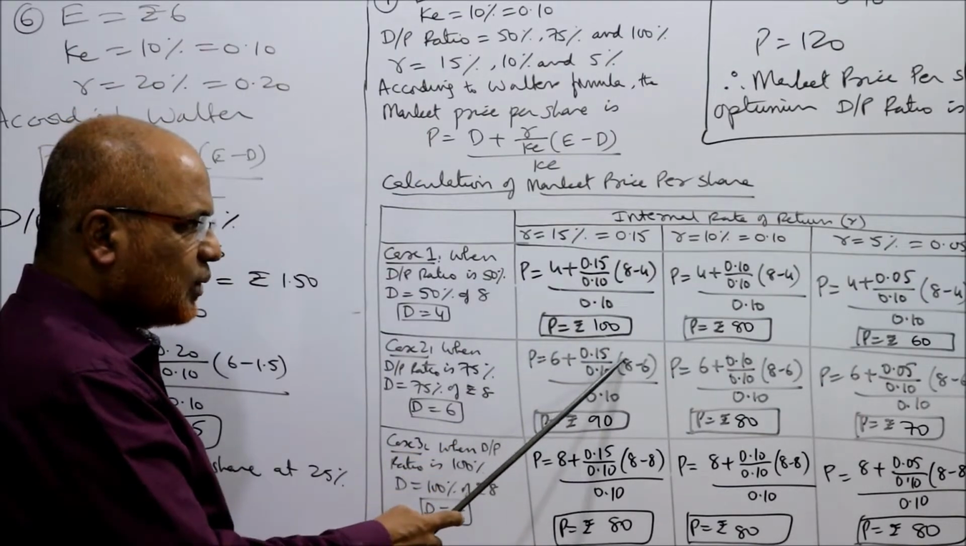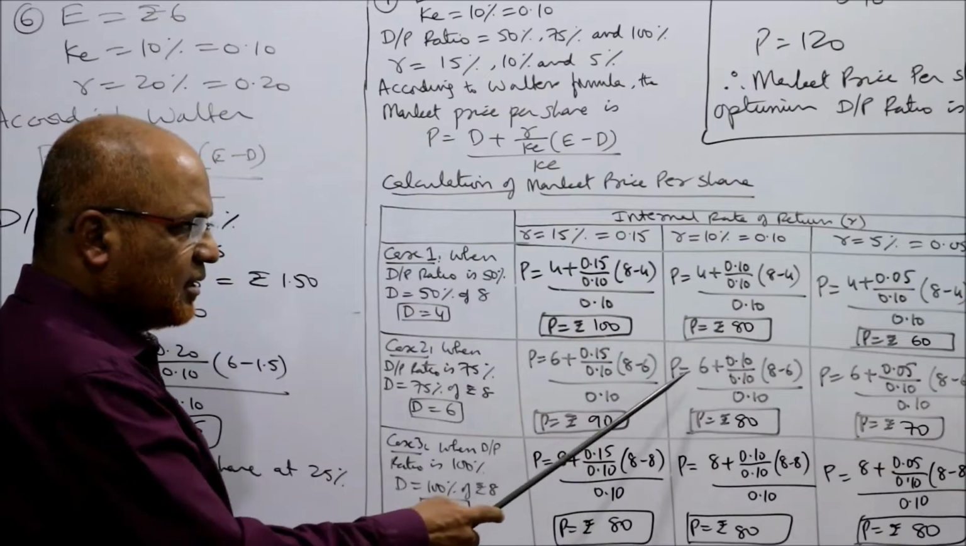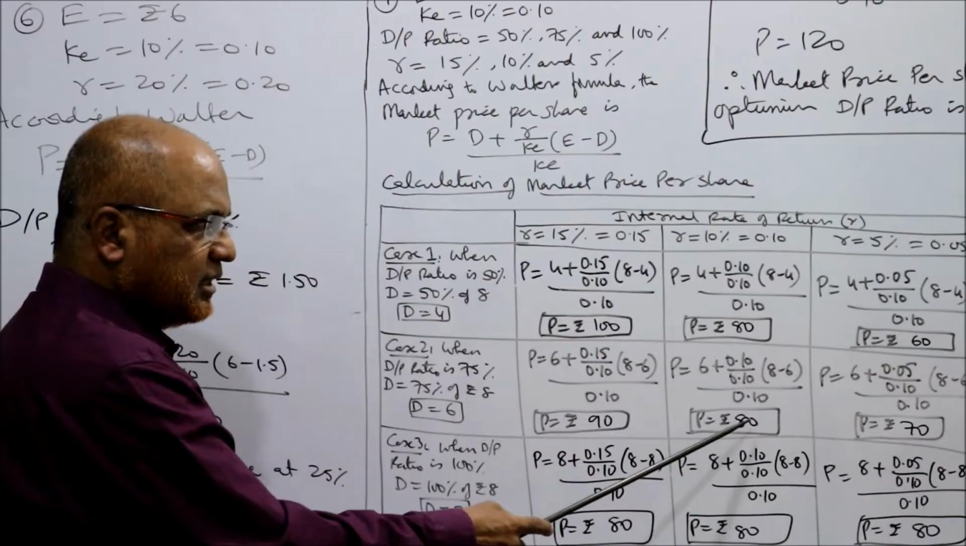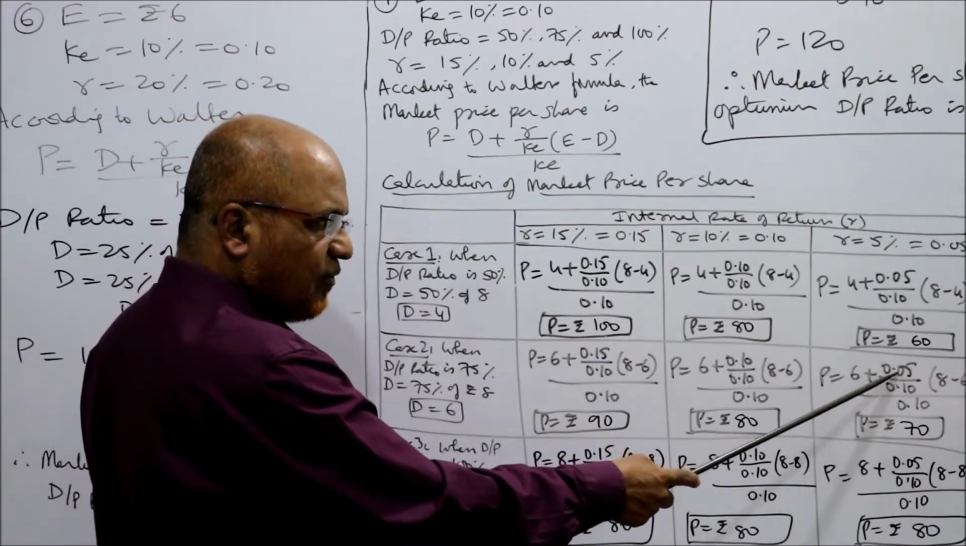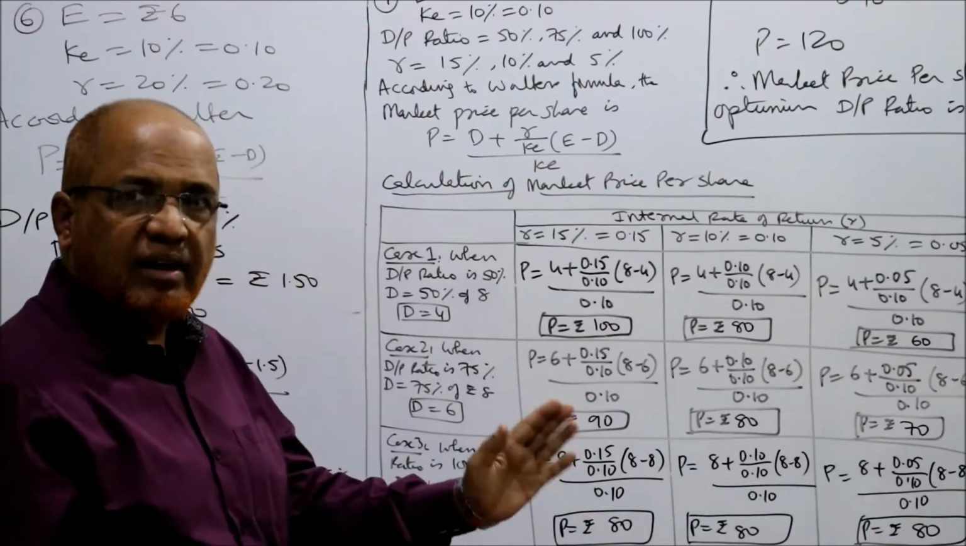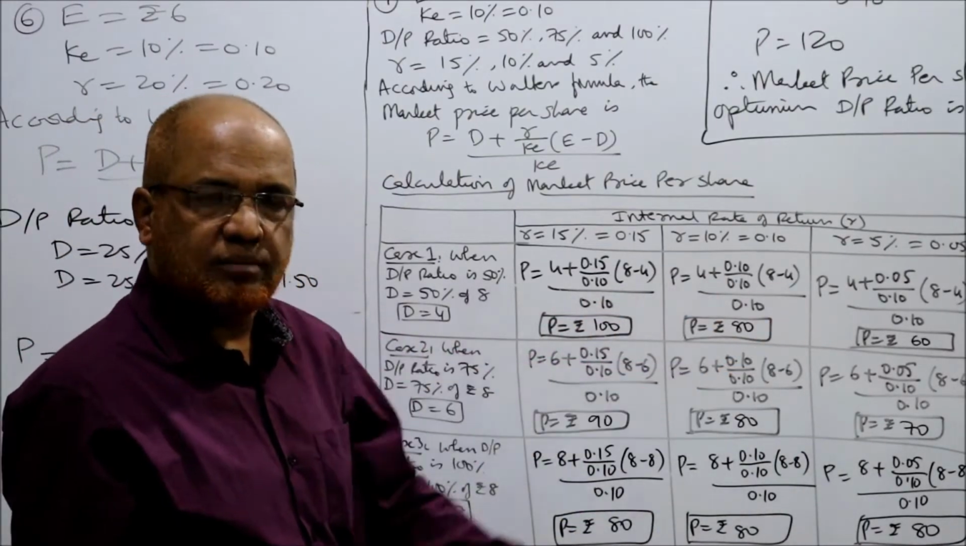0.15 by 0.1 into 8 minus 6 by 0.1, 90. Then 6 plus 0.1 divided by 0.1 into 8 minus 6 by 0.1, 80. Then 6 plus 0.05 divided by 0.1. R का value अलग अलग हो जाएगा. The value of R will get changed in the columns.